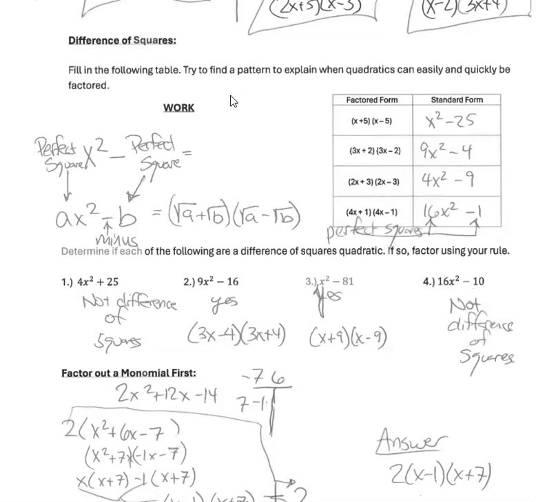Next one, square root of 9 is 3 and 3. Square root of 4 is 2 and 2. And then you have the plus and the minus. This works because you had a perfect square minus a perfect square.